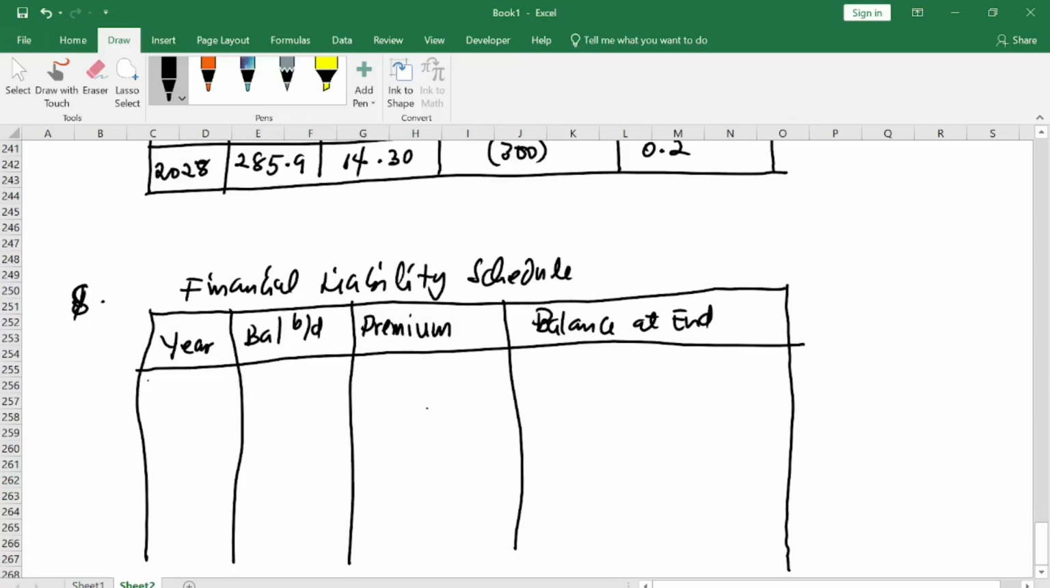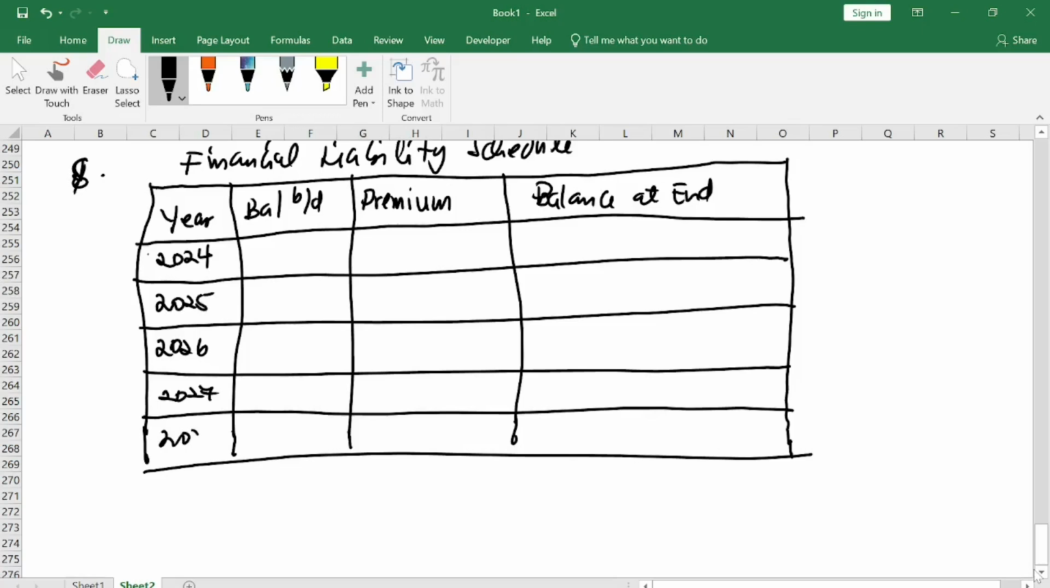So you have 2024, 2025. Your balance per the person is 1,500, and you pay the premium. Your first premium payment is 300. So whatever you get is your balance at end, which is 1,200. Year 2, you have 1,200, and you pay 300. So whatever you get is 900. Year 3, you have 900. You pay 300, and then you have the balance.